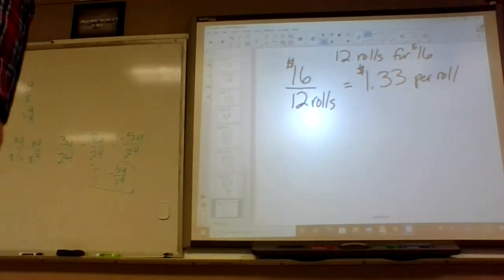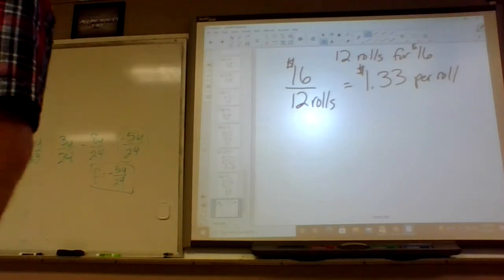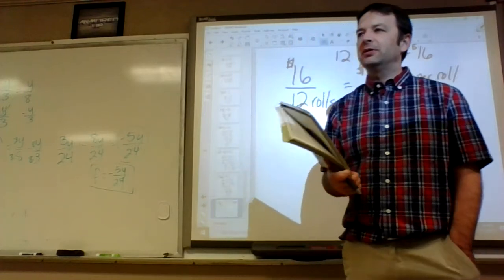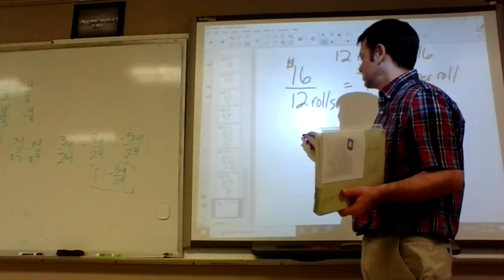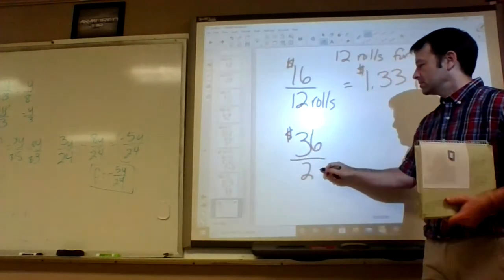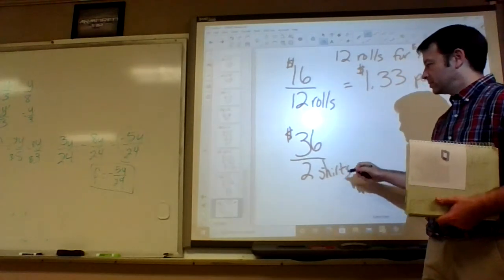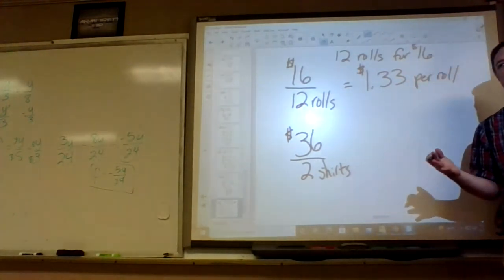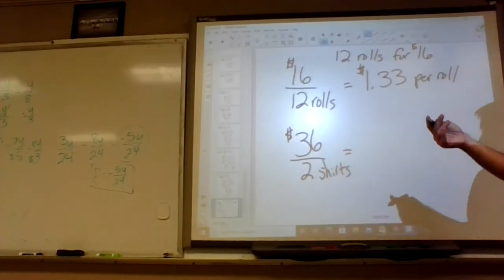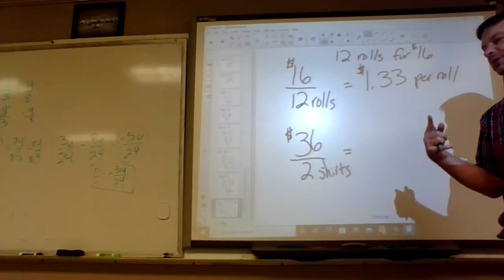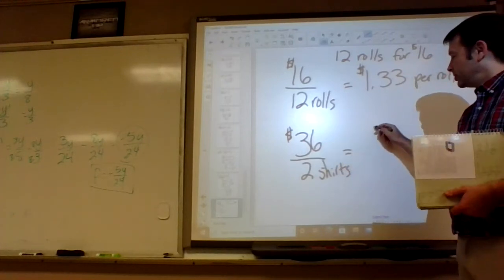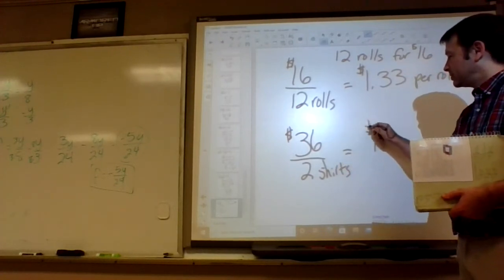Number 29: buying a $36 shirt and getting a second shirt of equal or lesser value free. So how many shirts are we getting for $36? Two. So it's $36 for 2 shirts. You divide by 2, because we want to know how much 1 shirt is. We pay $36 but get 2, so it's $18 a shirt, right?